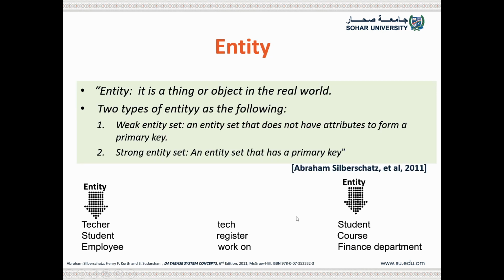Entity is a thing or an object in the real world. I have explained this many times, and if you don't know what an entity is, I have nothing else to say to you. Two types of entities are as the following: weak entity set, an entity set that does not have attributes to form a primary key. Strong entity set, an entity set that has a primary key.